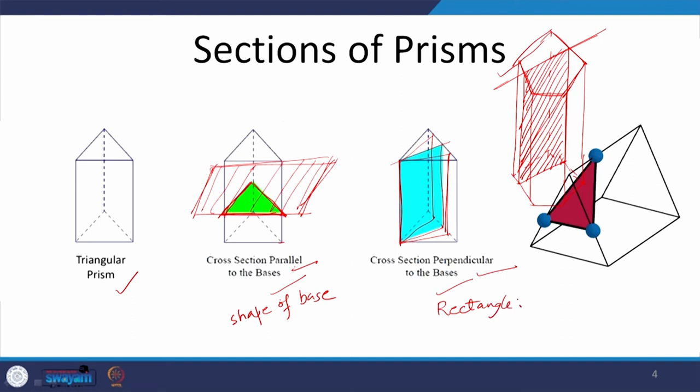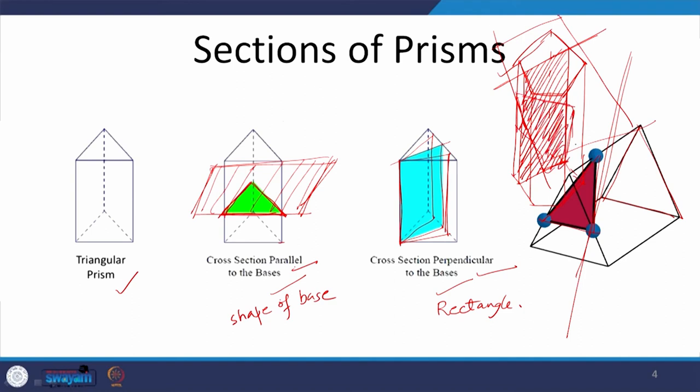There is another condition where if the plane is inclined to the prism, in that case it will depend on where the plane is cutting it from. In most of the cases, we will get a distorted shape of the base. So in this case, since it is inclined and it is a triangular prism, we will get a distorted triangle. So it will be a triangle, but different from the shape of the base. In case it was a pentagon, and if this was being cut like this, in that case we would see the shape of a pentagon, a distorted pentagon coming as a section of the solid.